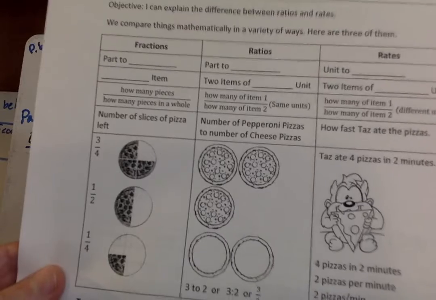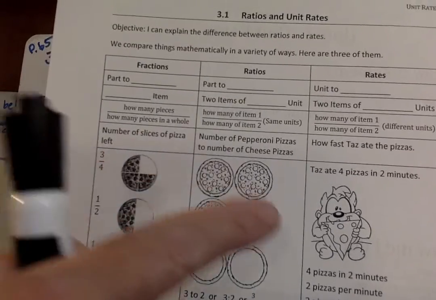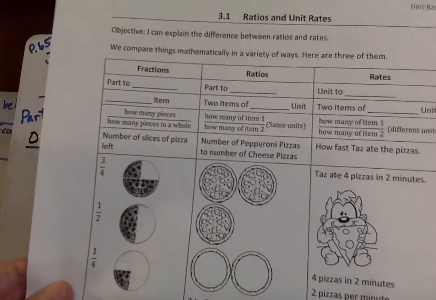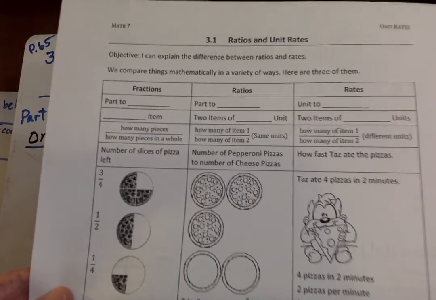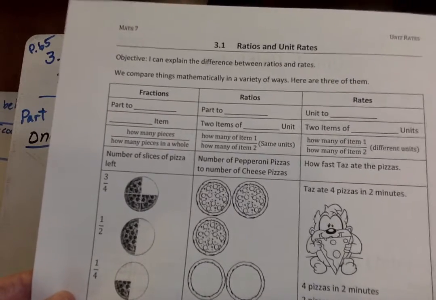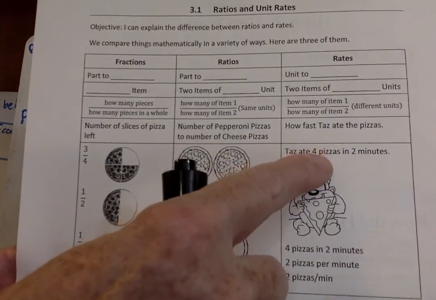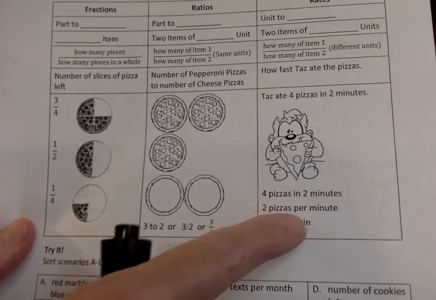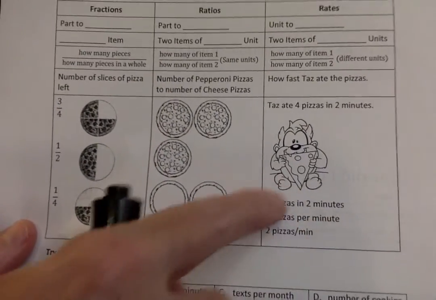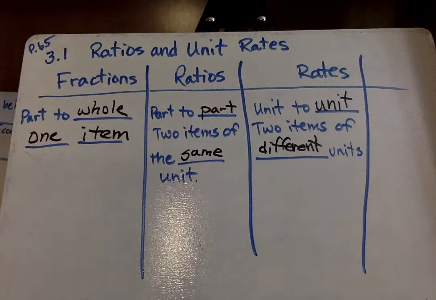Then we have rates, which is unit to unit, two items of different units. How many of item 1 to how many of item 2? How fast Taz ate the pizzas? Taz ate 4 pizzas in 2 minutes. So we're talking about pizzas and minutes, two different units there. Whenever you see pizzas per minute, or whenever you see the word per, you know it's probably going to be a rate. Okay. Next, we're going to go down to the bottom part.